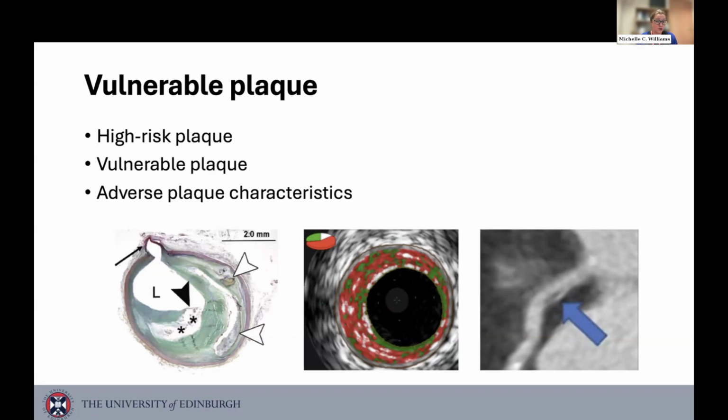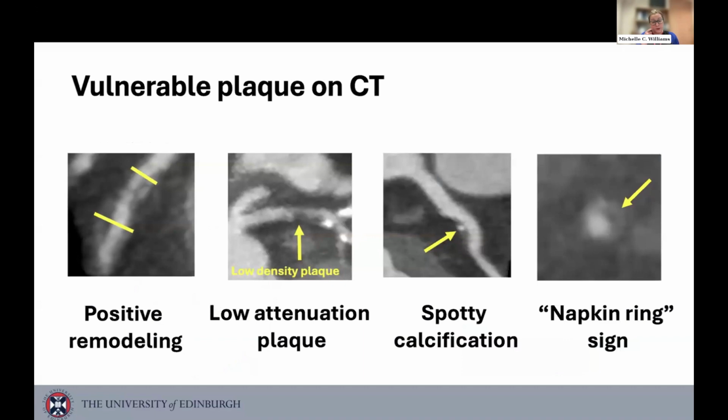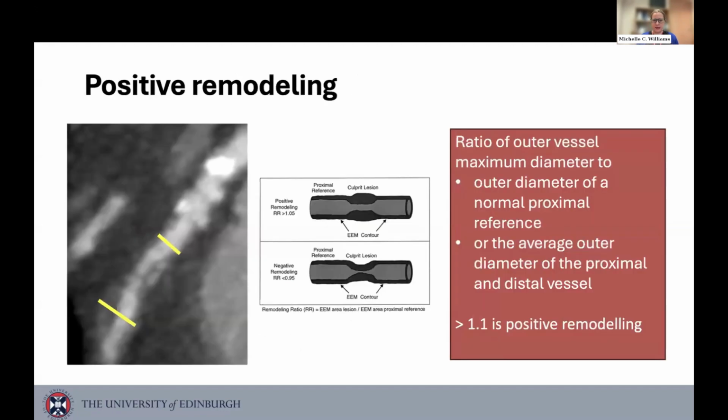We've got intravascular ultrasound and invasive imaging tests in the middle, and then our CT on the left. Generally, these are the plaques that you look at and you think, oh, that looks nasty. These are the ones that are likely to be high risk. And on CT, we've got a few ways of classifying these. We've got positive remodeling, low attenuation plaque, spotty calcification, and the napkin ring sign. So let's have a look at those.